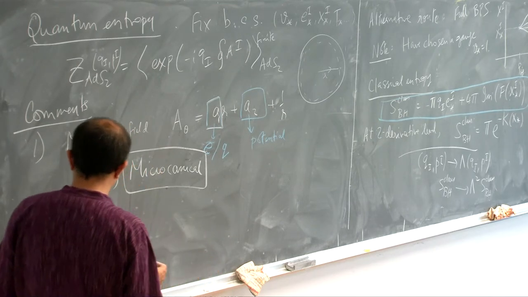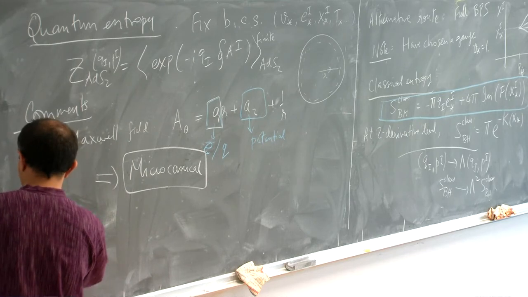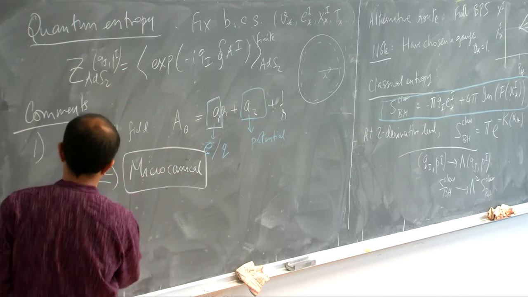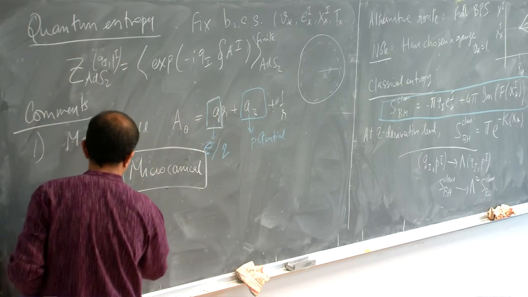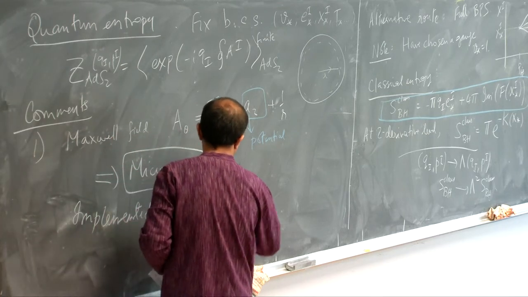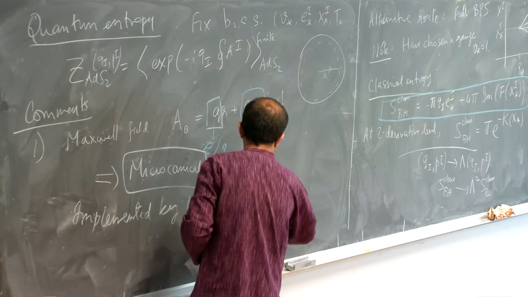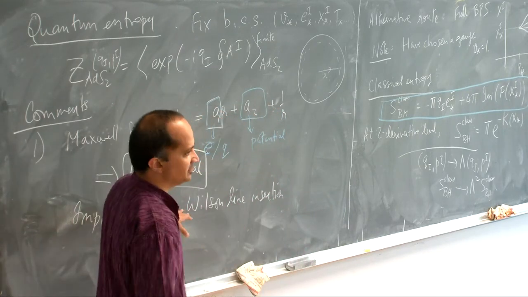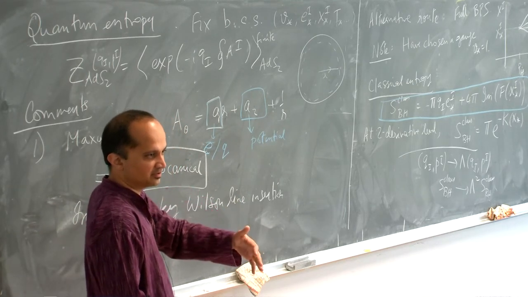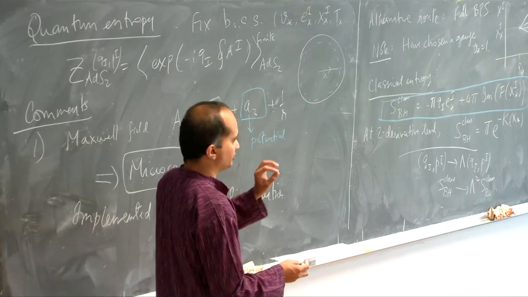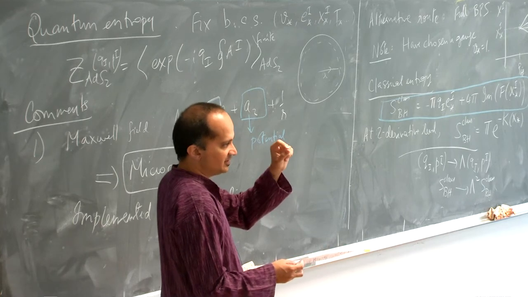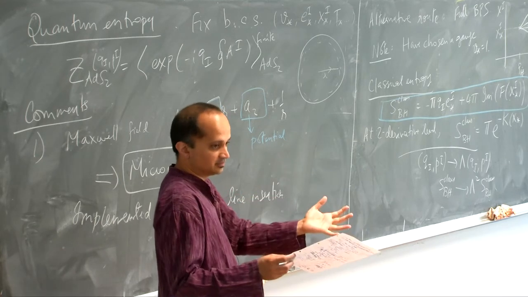So it's the microcanonical ensemble. And in the definition, this is implemented by the insertion of a Wilson line. What I mean is that if you just do classical dynamics in AdS2, suppose you have a Maxwell field F mu nu, F mu nu. You do a variational problem. You'll get a box A mu plus a boundary term.